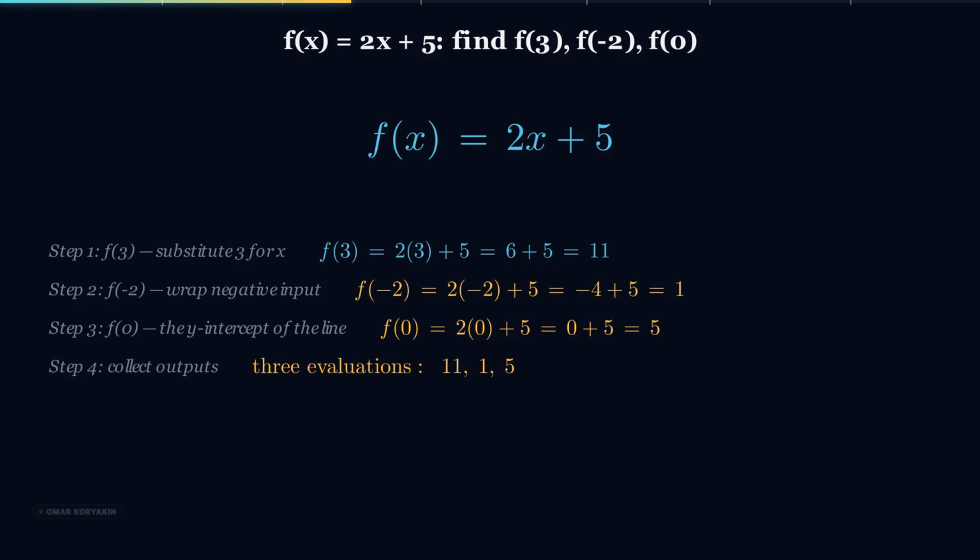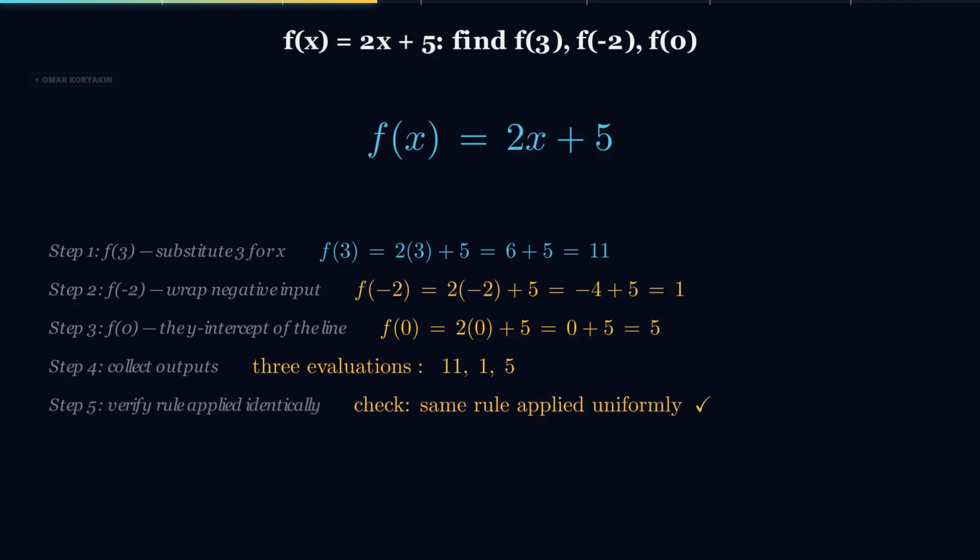Step 4. Collect the 3 evaluations. f of 3 equals 11, f of negative 2 equals 1, f of 0 equals 5. The function maps 3 different inputs to 3 different outputs through the same constant rule. Notice that f of 0 gives the y-intercept of the line y equals 2x plus 5, exactly 5, because evaluating at x equals 0 is the same as setting x to 0 in the slope-intercept form.